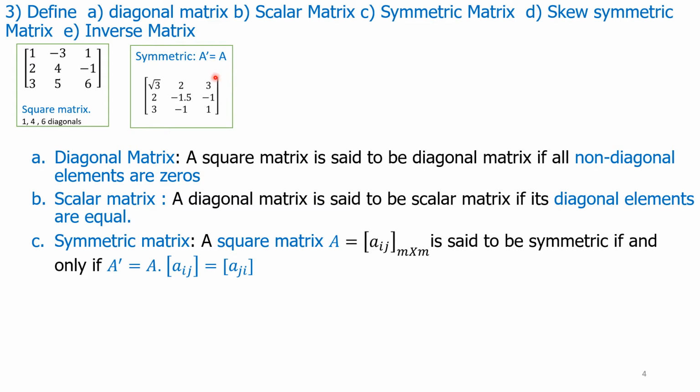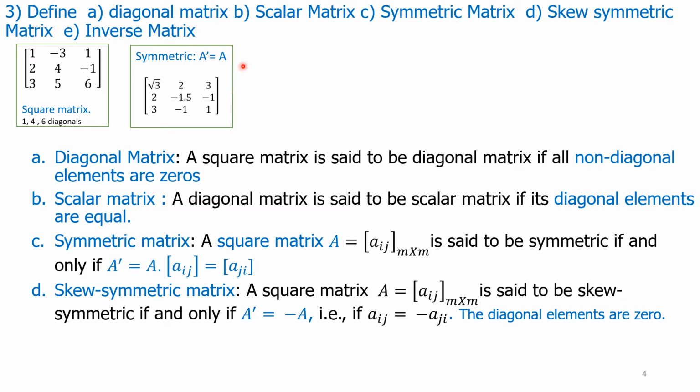For example, the example given here is root 3, 2, 3; 2, minus 1.5, minus 1; 3, minus 1, 1. Please transpose this, interchanging the rows and columns, and find the transpose of the matrix. You will know that it is symmetric, that A dash will be equal to A. So if A dash equals A for this matrix, then it is symmetric. Please work out this example and find A dash of this matrix.